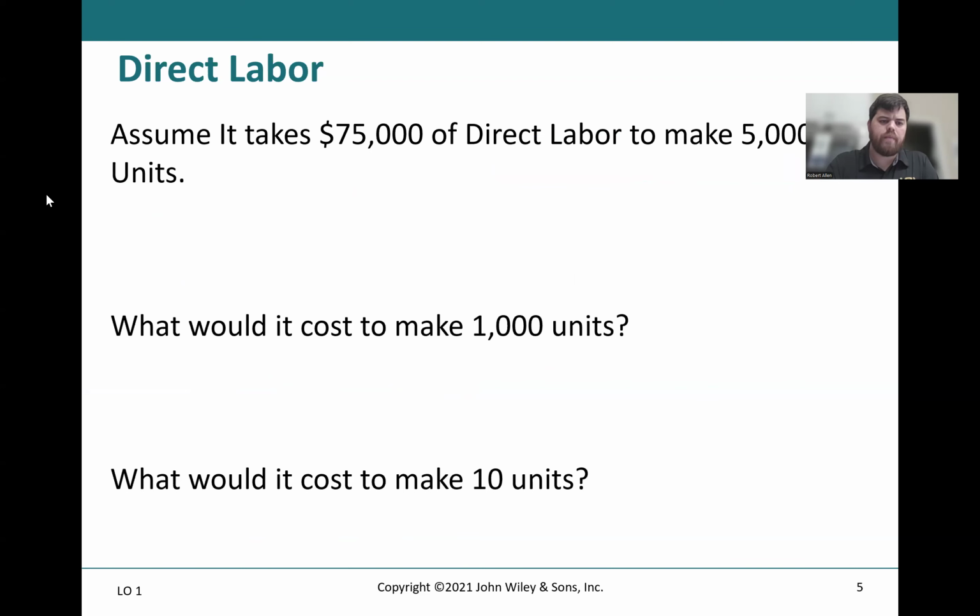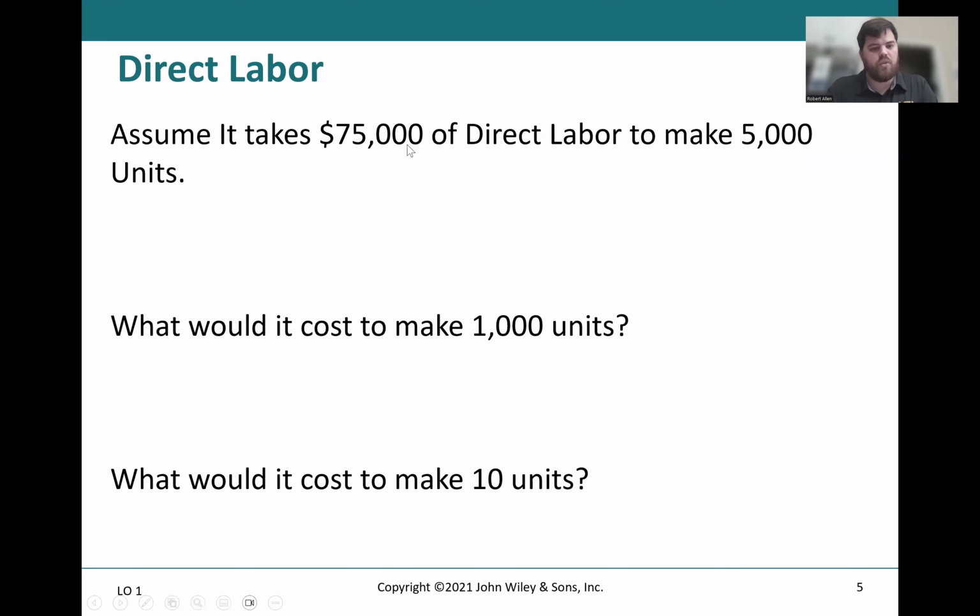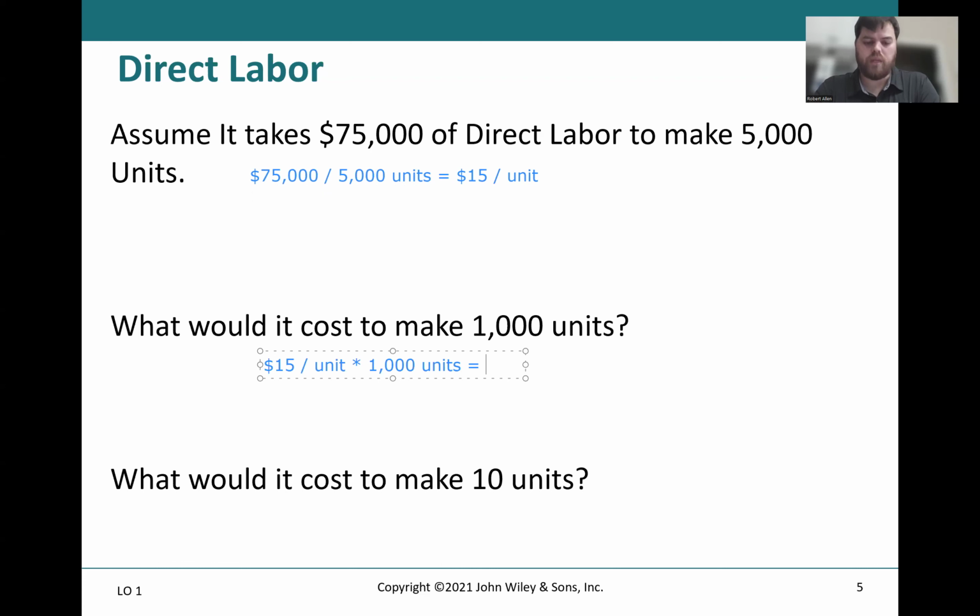So next we're going to do a similar thing, but we're going to do it for direct labor. So now they tell us, assume it takes $75,000 of direct labor to make 5,000 units. Well, in this case, we're going to say, all right, let's take 75,000 divided by 5,000 units. When you do that, that comes out to be $15 per unit. And now we just need to multiply things out. So we'll take $15 per unit times 1,000 units. This gives us a total cost of $15,000.